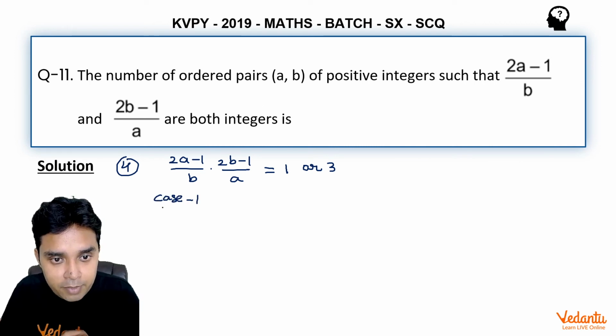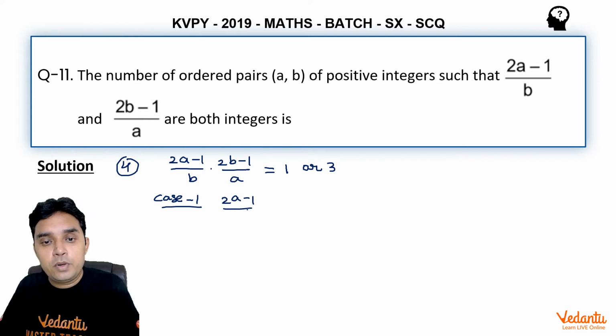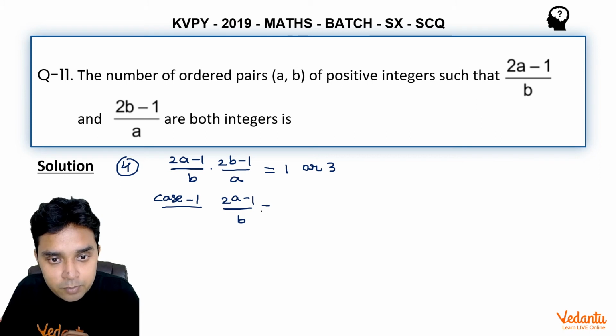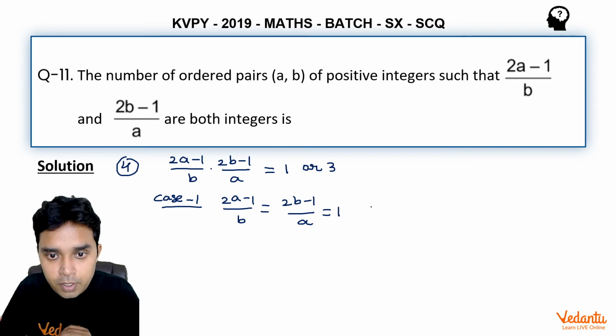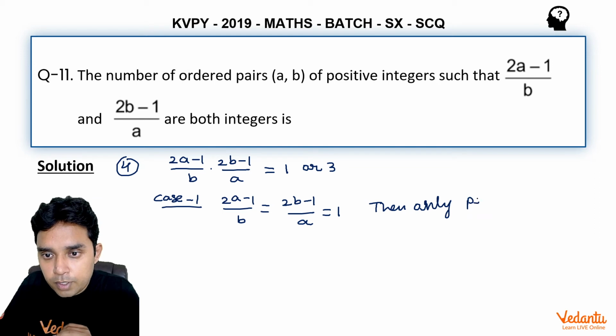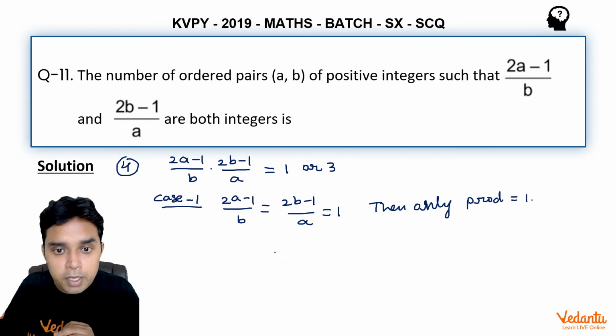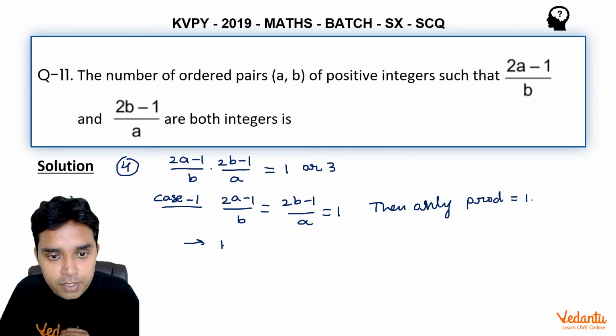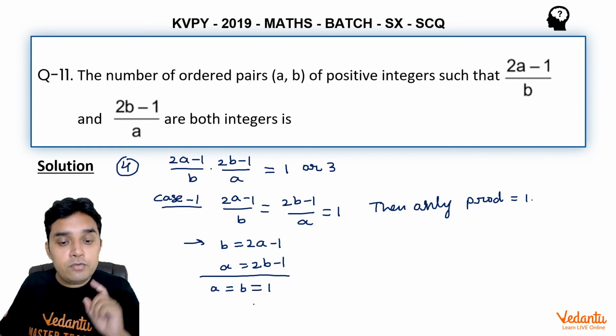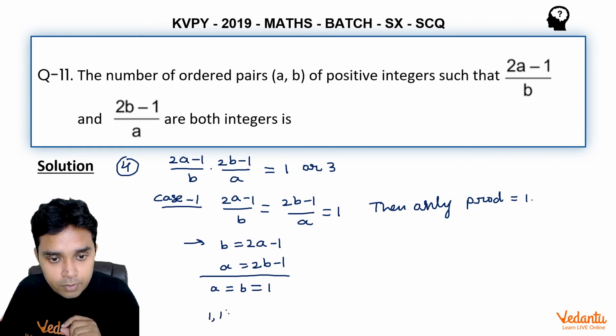First case, when I am taking (2a minus 1) upon b into (2b minus 1) upon a to be 1, in that case these quantities both will become equal to 1, 1. Then only the product will be equal to 1. Okay, in that case if we solve, we get b is equal to 2a minus 1 and a is equal to 2b minus 1. If we solve them, we get a is equal to b and this is equal to 1. So one of the ordered pair we are getting is (1, 1).